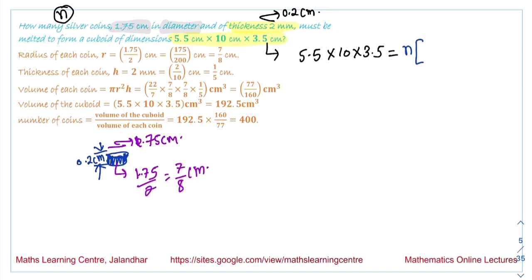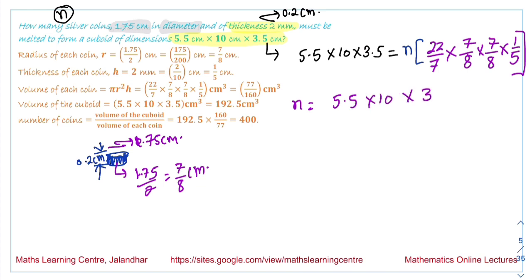So the volume of each coin will be pi, that is 22 by 7, into r square. The value of r is 7 by 8, so it is 7 by 8 into 7 by 8 into h, and the value of h is 1 by 5. So when we calculate the value of n, we will get 5.5 into 10 into 3.5 divided by the terms we have over here, 22 into 7 into 7, and over here we have 7 into 8 into 8 into 5.